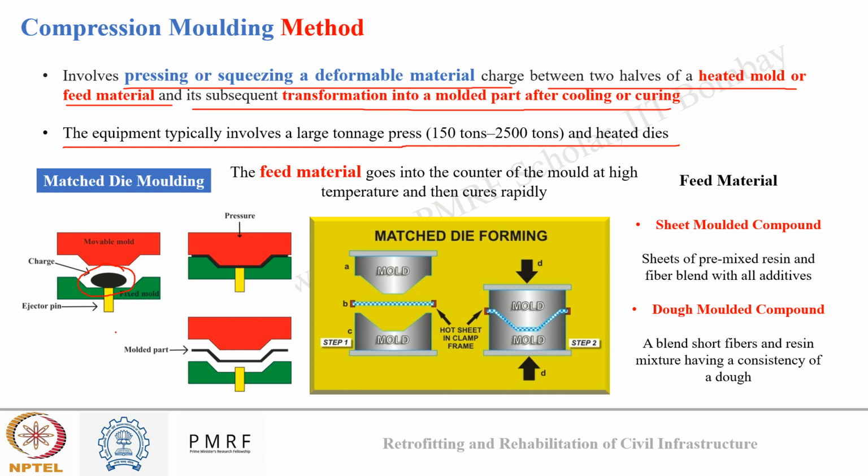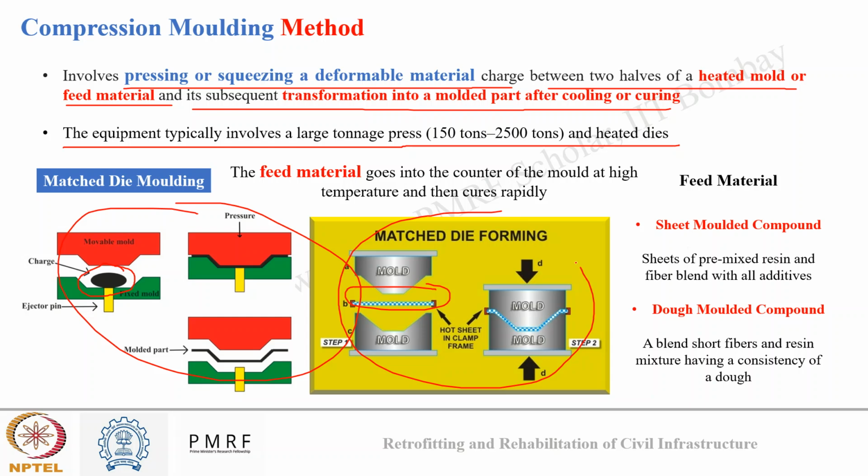And finally, the molded part took the desired shape of the composite. Okay, so here you can see this was the first method and this is the second method. A sheet was used and it was pressed between the molds. Since the sheet was heated, it was workable, and after pressing it to the desired shape, it will be cured so that it won't deform again.